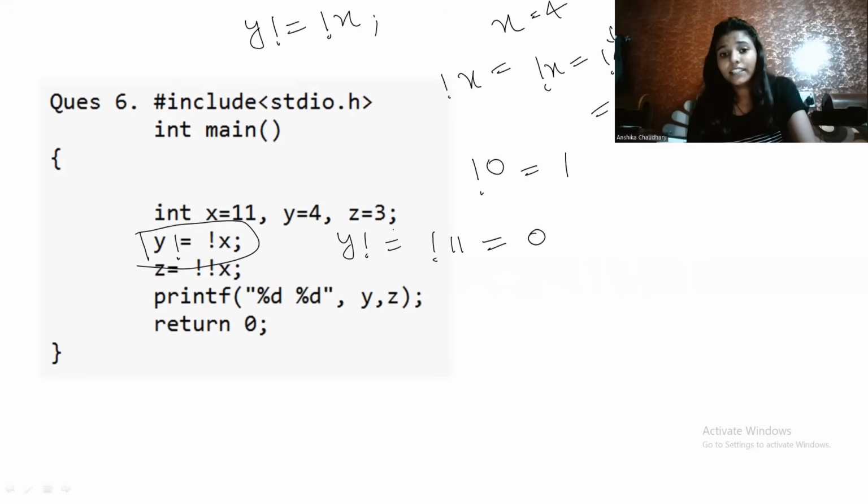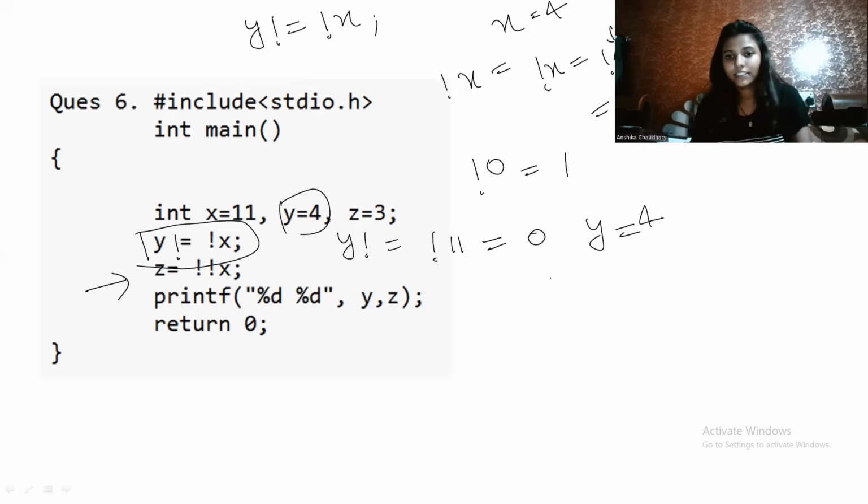But guys, see, there is no assignment operator, we are just comparing. So the y value will not change, it will remain the same. And what is the y value? Y value is 4. Okay, so moving on to the next line.